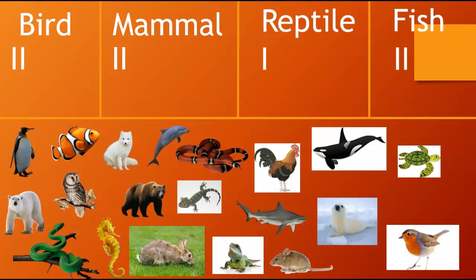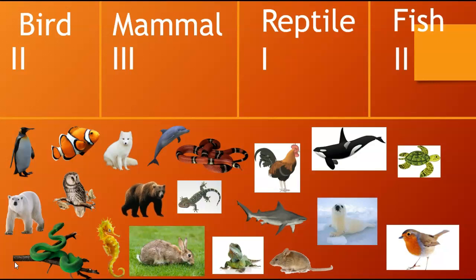Let's look at the dolphin here. So this is a bottlenose dolphin. And dolphins have lungs. They breathe air through a blowhole at the top of their head. So if they breathe air, we know that they're not a fish because they don't have gills. So they also don't lay eggs. So that means they're not a bird or a reptile. So we can put the dolphin under the mammal.